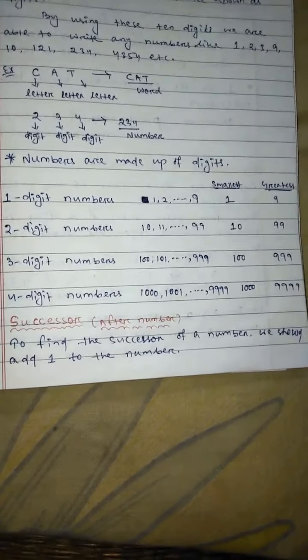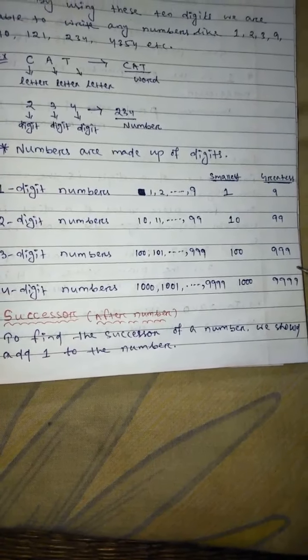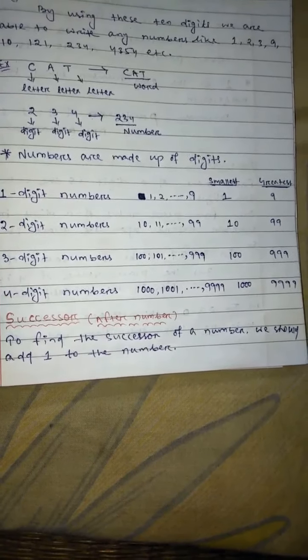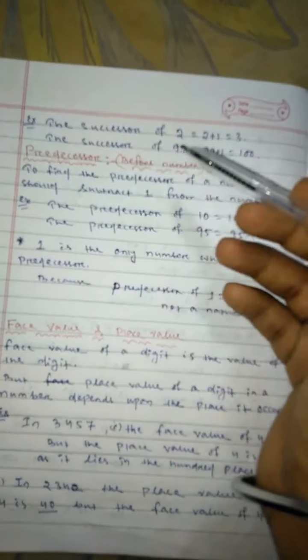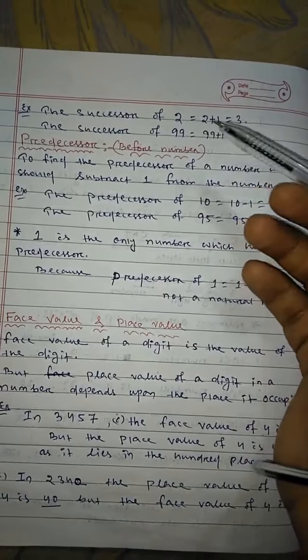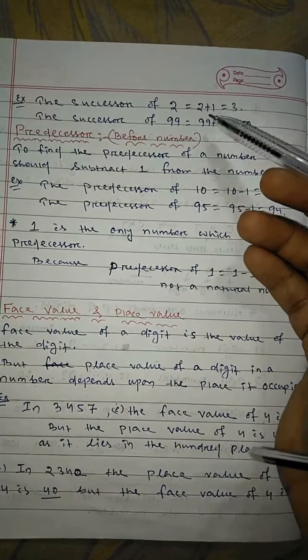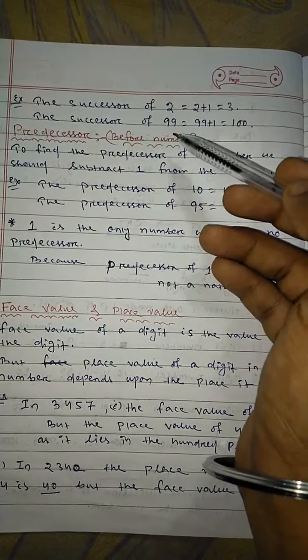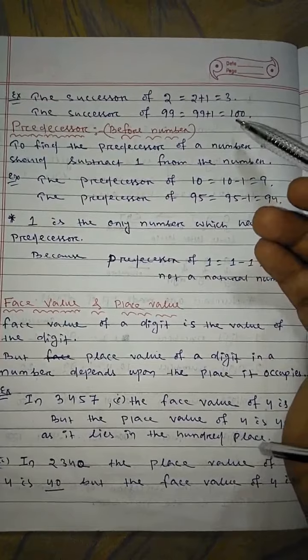Okay, then comes successor. You already know about successor. Successor means after a number. To find the successor of a number, we should add 1 to that number. For example, the successor of 2: to find the successor of a number, we have to add 1. So 2 plus 1 is 3. The successor of 99 means 99 plus 1 is equal to 100. So successor means plus 1.